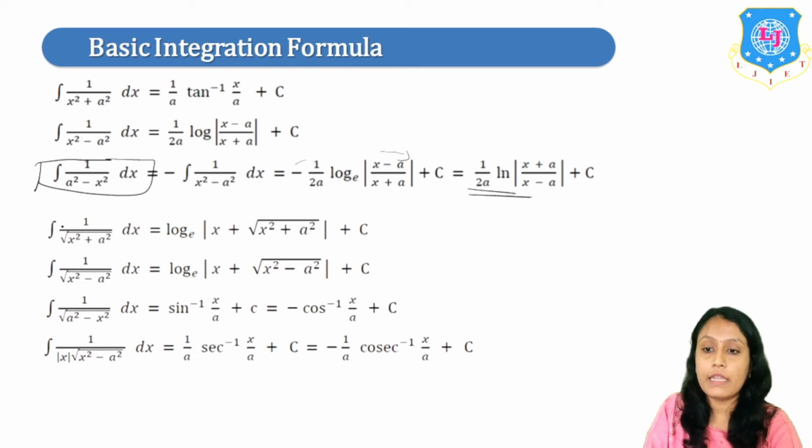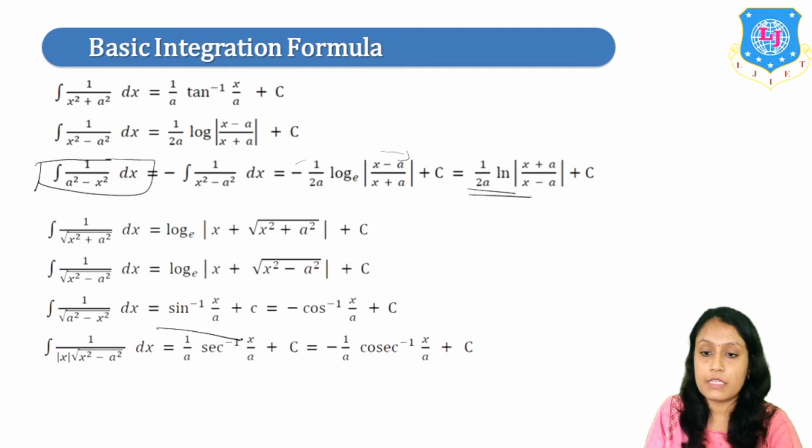Okay, next is integration 1 upon under root x square plus a square dx is log mod x plus this under root as it is, base e, plus c. Okay, now integration 1 upon under root x square minus a square dx is what? Log mod x plus, now put this bracket as it is, so this is under root x square minus a square plus c. Integration 1 upon under root a square minus x square dx is sin inverse x upon a plus c, or minus cos inverse x upon a plus c.